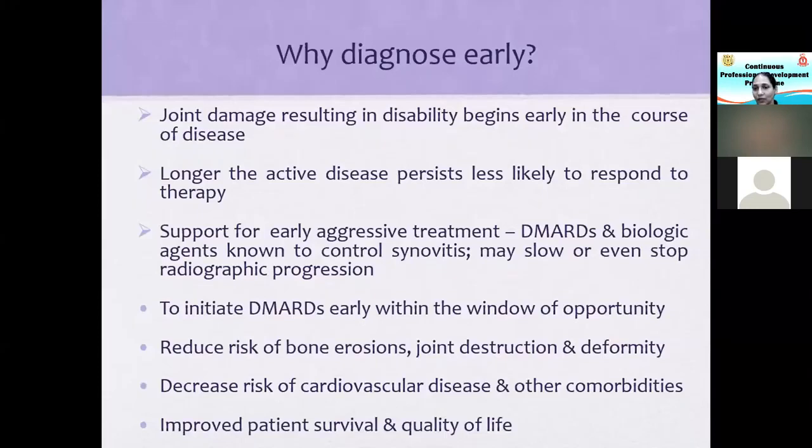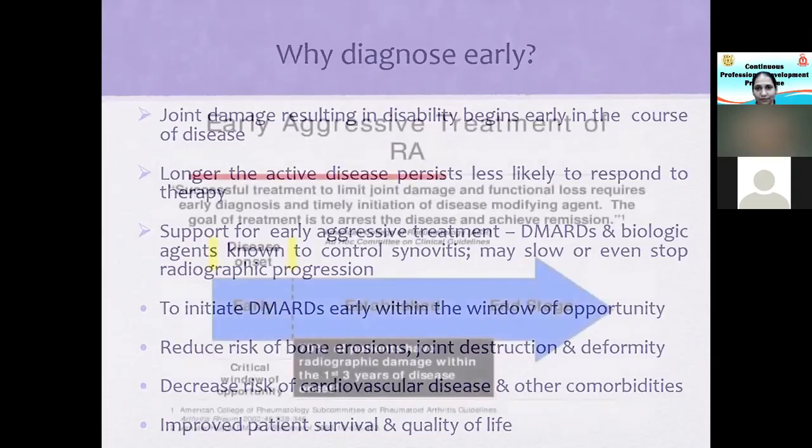Aggressive therapy with conventional disease modifying drugs or biological agents can control the synovitis, may even slow, even stop the radiographic progression. So, therefore, it is very important to initiate disease modifying drugs early within the window of opportunity. I will be talking about the window of opportunity later on. This will reduce the risk of bone erosions, joint destruction, and deformity, decrease the comorbidities as well as other internal organ involvement, improve patient survival and the quality of life.